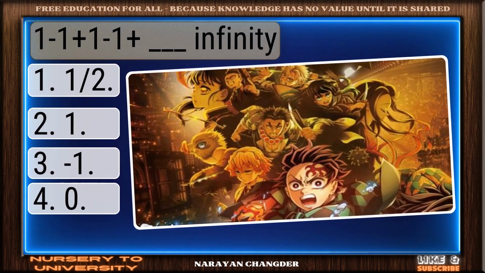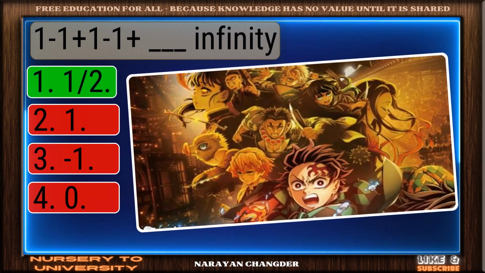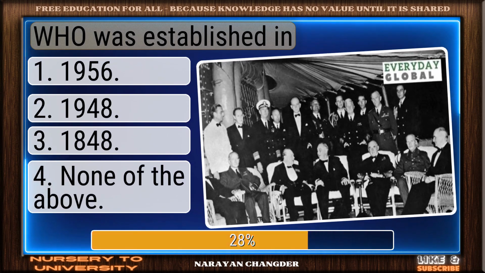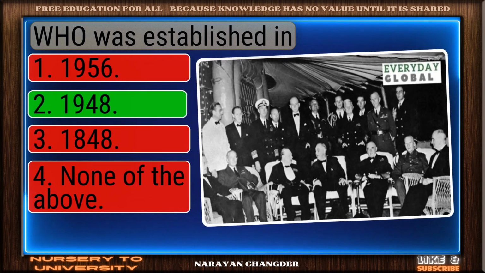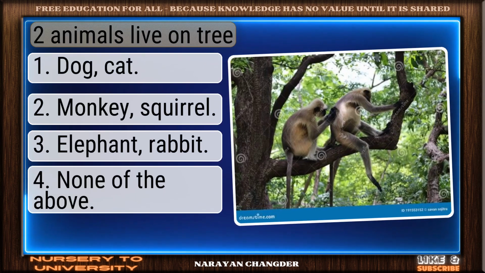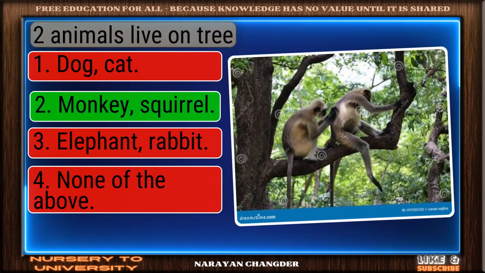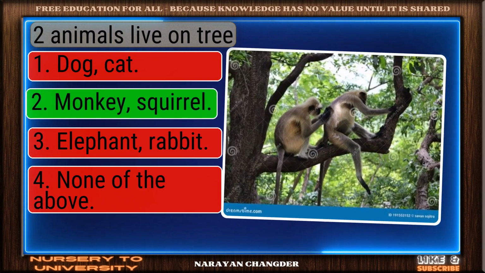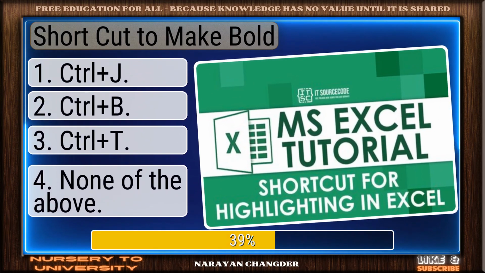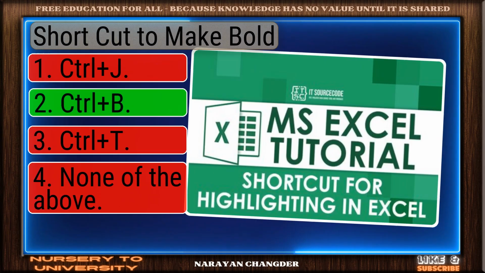1 plus 1 plus dash infinity. Excellent. 1/2 is a brilliant choice. Who was established in? Exactly. 1948 makes sense and it is the right choice. Two animals live on a tree. On track. Monkey, squirrel is the correct answer. Shortcut to make bold. Right choice. Ctrl plus B is the best answer.